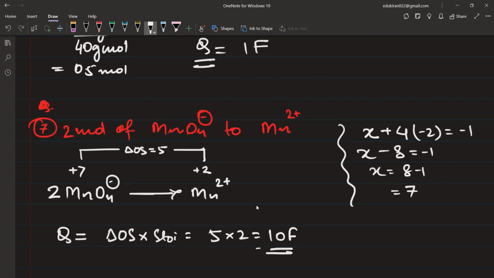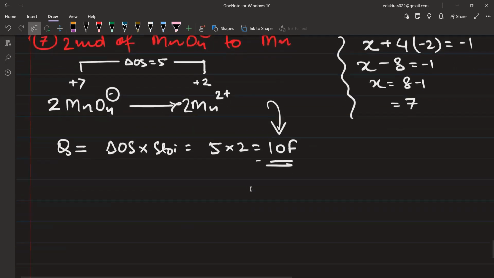You remember, number of electrons we used to get like this only. And since here we have to get the exact number, absolute number, that is why we are multiplying with the stoichiometry and the delta OS. This will give you 2 Mn plus, but that is not our case. That is not our issue. You have to get this answer right. Similarly, write another one.